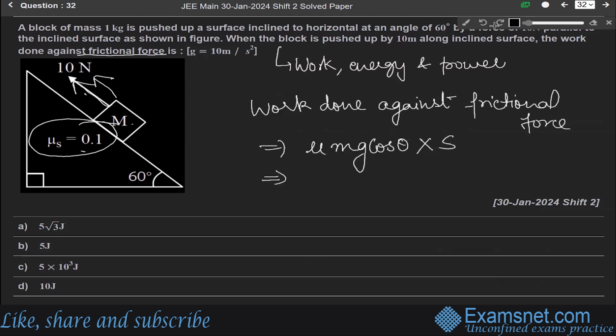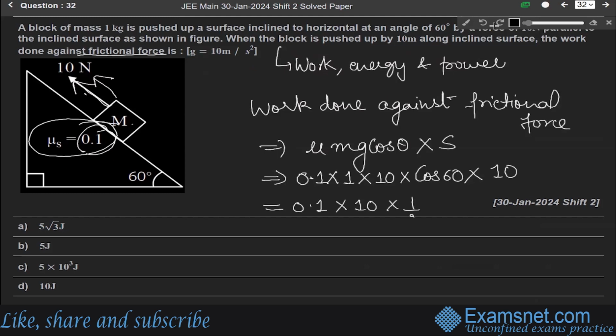Here mu, the friction constant, is 0.1, mass is 1 kg, gravity is 10, and cos 60 into s, where it is displaced by 10 meter. So it will be equal to 0.1 into 10 into 1 by 2 into 10. 2 fives are 10, so it equals 0.5 into 10, which is 5 joule. So the correct answer is option B, 5 joule.